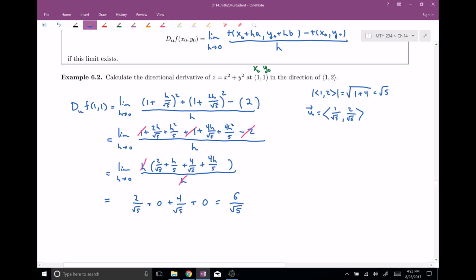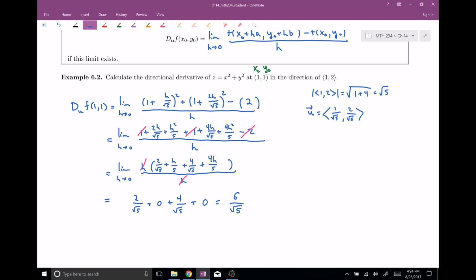So this is saying that the function is increasing. If I look in this direction, the 1, 2, while hanging out here on this surface, it would be increasing by the amount of 6 over root 5, whatever that number is. And as I told you, I hope you now agree with me that calculating these directional derivatives is a pain. So we'd like to do this faster. We want a faster way to calculate these directional derivatives.